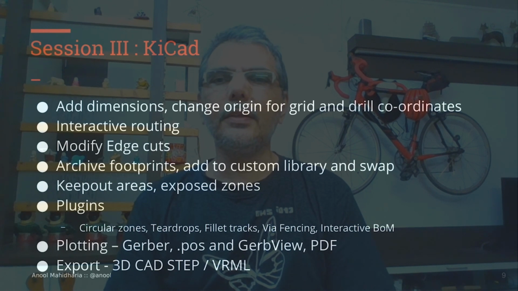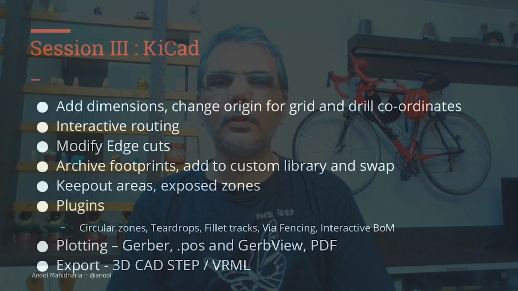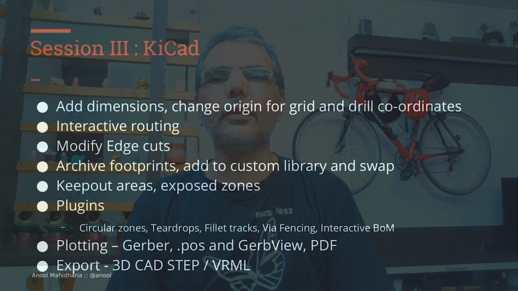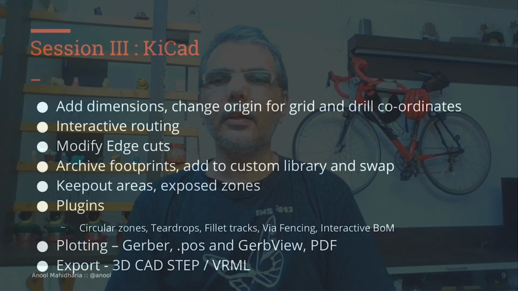As we did in the schematic, we will figure out how to archive the footprints used on the PCB. We'll add them to the custom library and we'll see how we can swap out the library references from global libraries to the project library. We'll look at creating keepout areas, which are parts of the circuit board where you don't want either a copper pour or tracks or both. We'll also look at exposed zones, which is useful sometimes when you don't want mask covering on certain areas of your board.